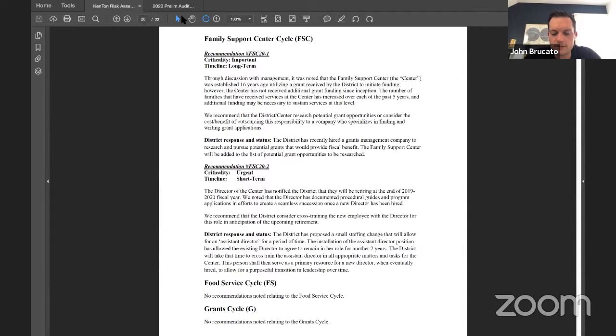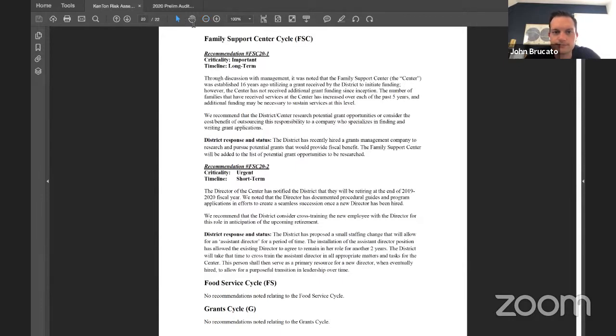So not specific to the Family Support Center, we have a grants management company that we've hired to take care of a lot of these grant opportunities, but we're still researching those that would be specific to family support. But we've also been able to take advantage of other grants for school safety and training and things like that. So it's on the list for sure.